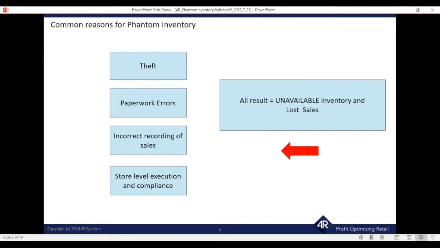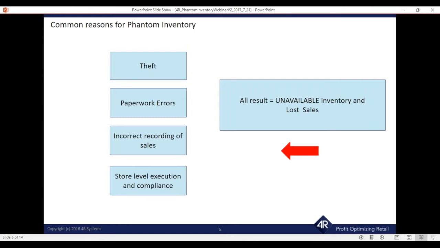So what are some of the common reasons for phantom inventory? There's theft, paperwork errors, for example, stores don't acknowledge shipments or DCs ship to incorrect stores, recording of sales incorrectly, for example, a UPC code is incorrectly on a product, or when the customer goes to the checkout, the product scanned is incorrect, doesn't match. And lastly, store-level compliance and execution. Product is in the back room, not on the sales floor where the customer can find it. It's not in the home location, or it's hidden behind another product.